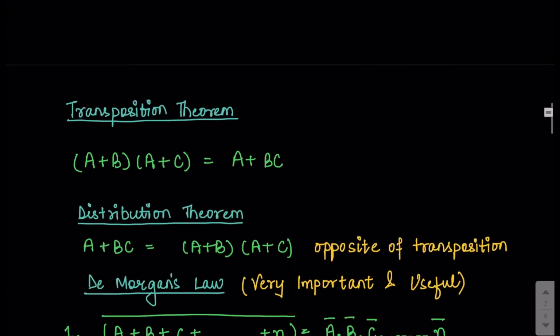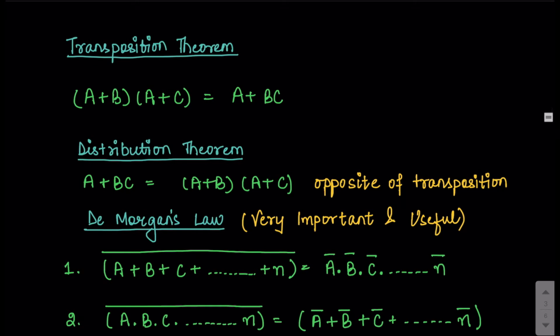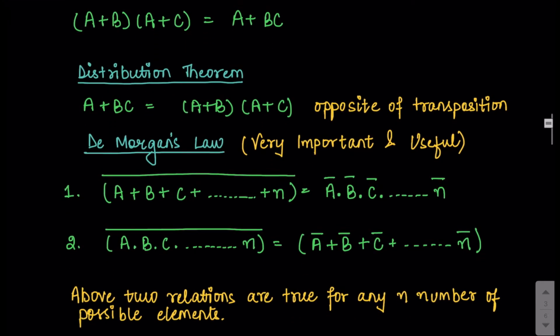Then we have a set of theorems for Boolean algebra which are very useful. The first theorem is called the transposition theorem. This is explained over here. We have the expression (a + b) · (a + c) is equal to a + bc. Now what you need to notice is that this element should be the same. Whenever you come across such an expression, you can write it as a + bc. The opposite of the transposition theorem is called the distribution theorem, and it says that a + bc can be expanded as (a + b) · (a + c).